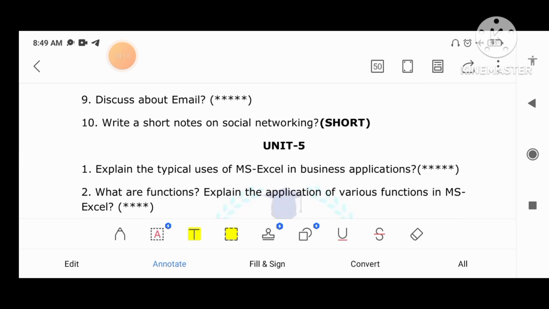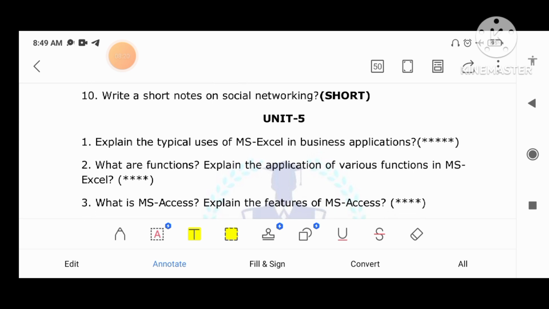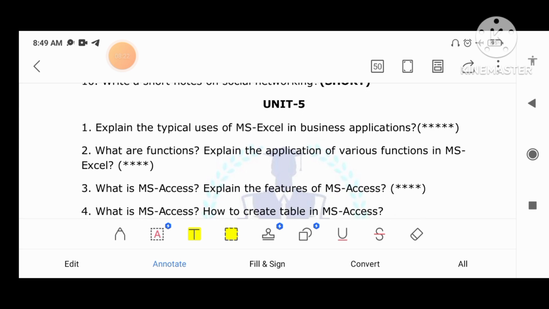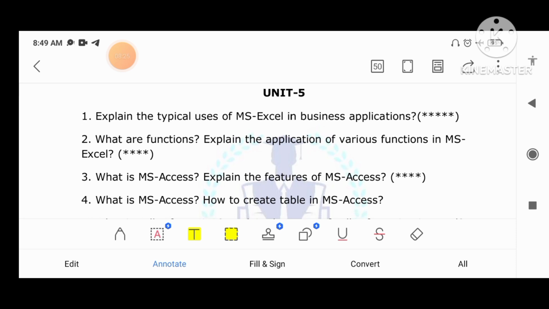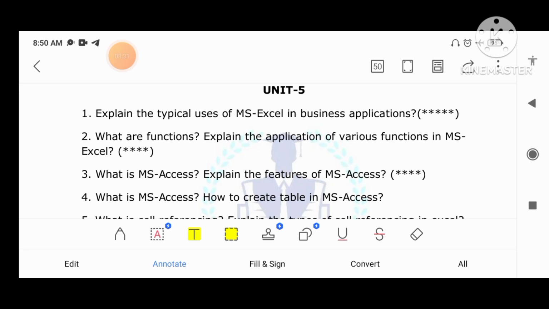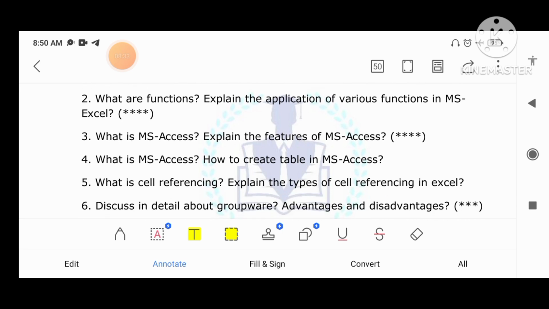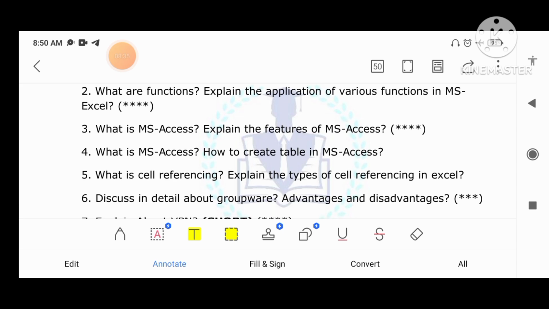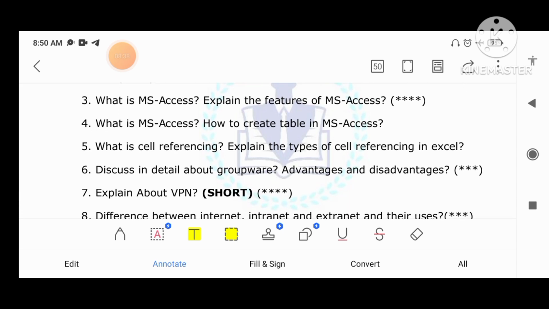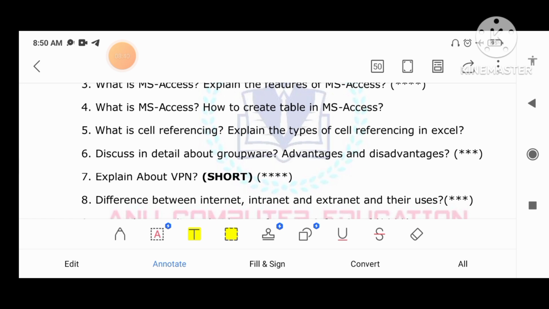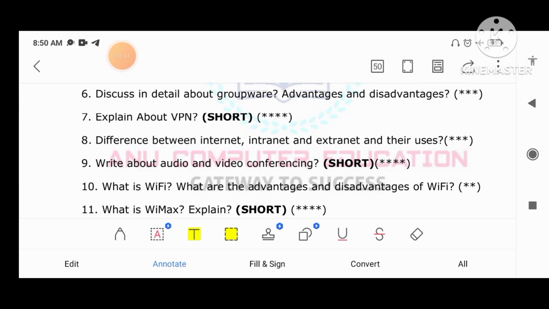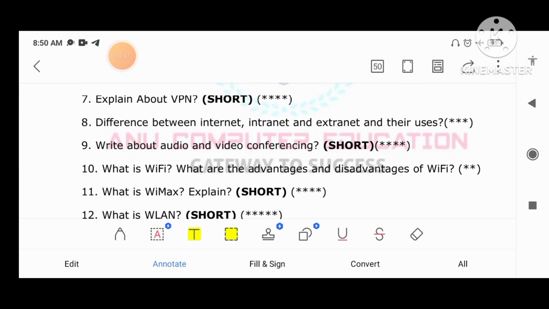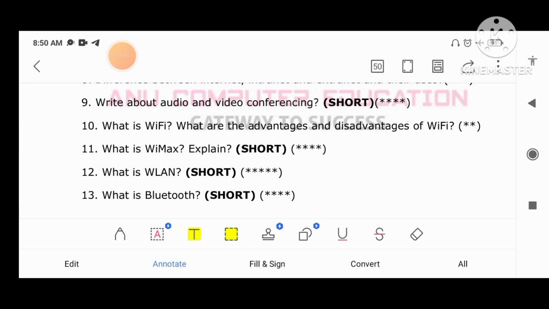And when it comes to unit 5, explain the uses of MS Excel in business applications, and the various functions which we use in MS Excel, like a few mathematical functions and a few statistical functions. You have to write about MS Access, the features of MS Access, how to create a table in MS Access, and cell referencing, and what are VPN and groupware. So these are very important questions in unit 5. Those that are short are given. Short means you have to just focus on the definitions.